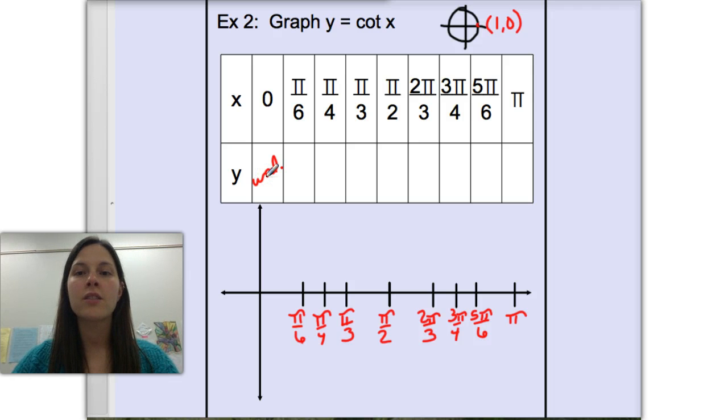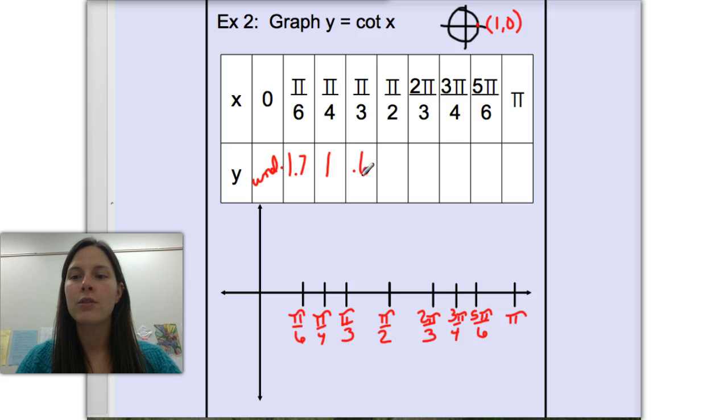At pi over 6, what happens with the cotangent? Because it's the reciprocal, the pi over 6 and pi over 3 values flip places. The tangent function at pi over 6 is 0.6, and at pi over 3 it's 1.7. Those flip for the cotangent. So at pi over 6 we have a cotangent of 1.7. Pi over 4 is 1. The reciprocal of that, of course, is still 1. And we have a 0.6 at pi over 3.